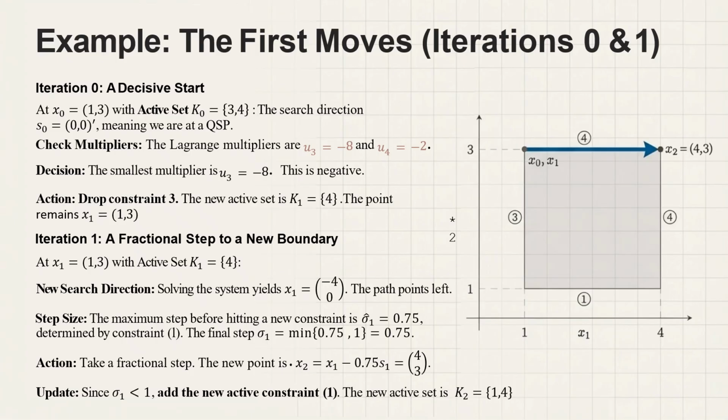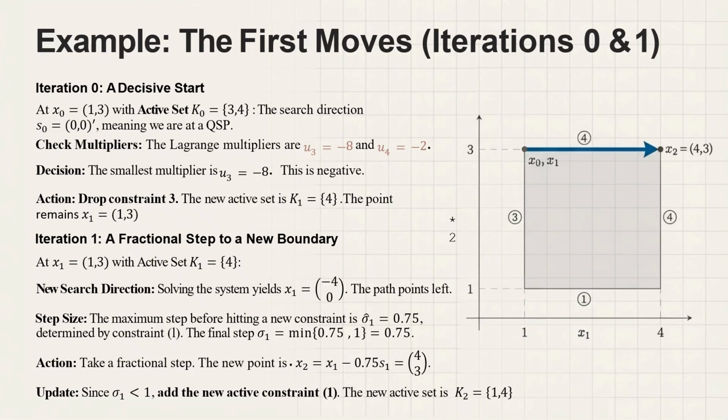To answer this, we examine the Lagrange multipliers. The calculations show that both multipliers associated with our active constraints are negative. Decision. According to the rule, we identify the smallest multiplier, the most negative value. Action. This negative multiplier signals that one of these boundaries, in this case constraint 3, is severely obstructing the decrease of the objective function. Therefore, we remove it from the active set. We are no longer chained to that corner and are ready to move.